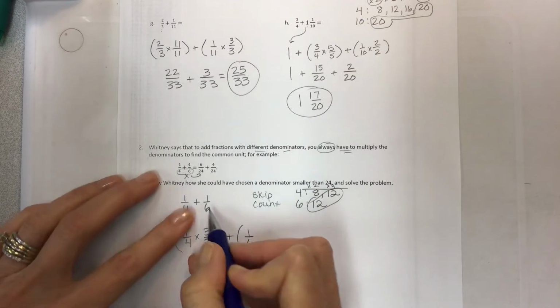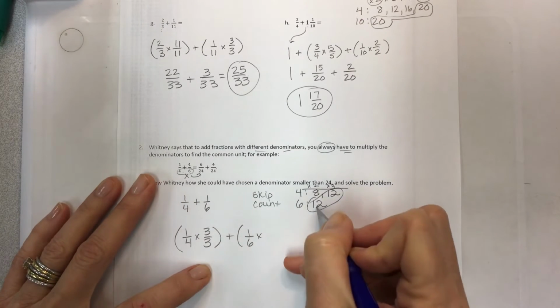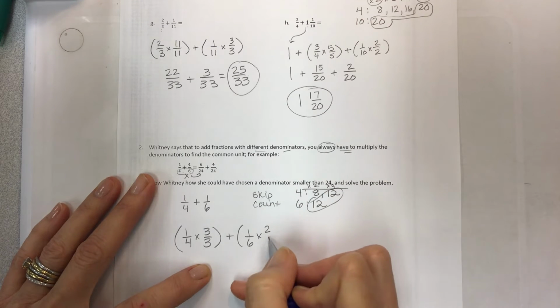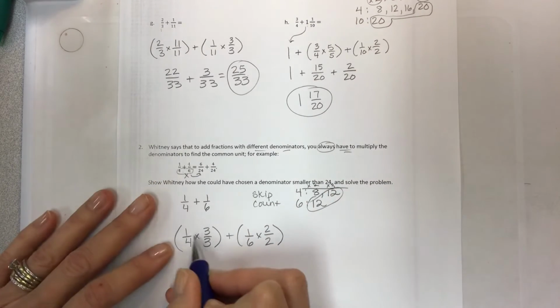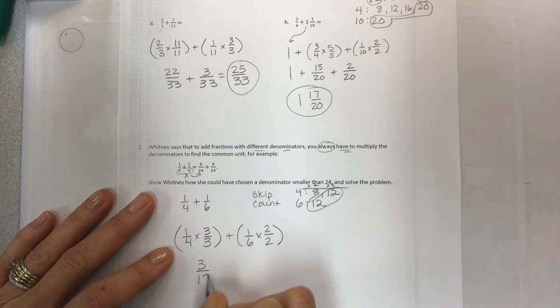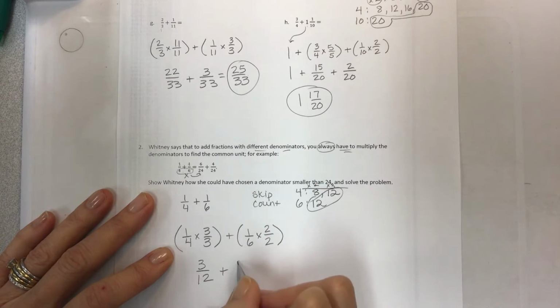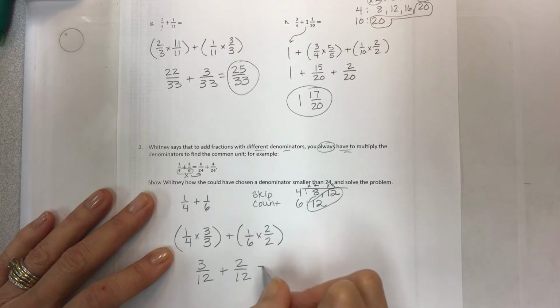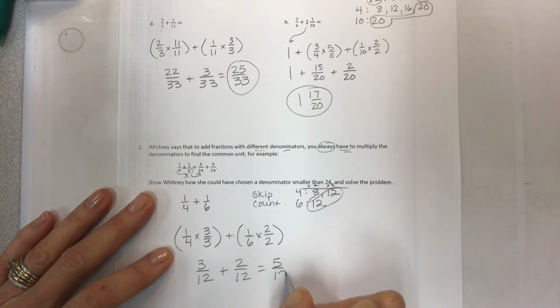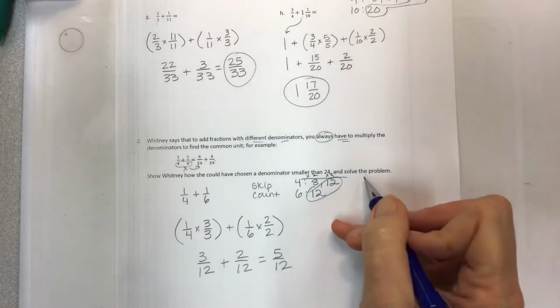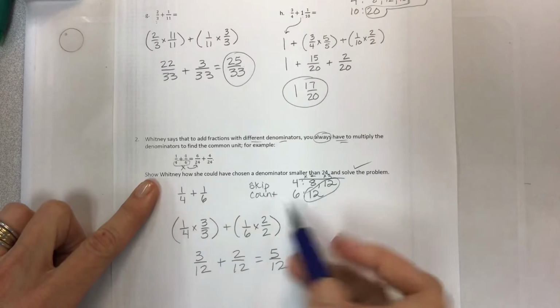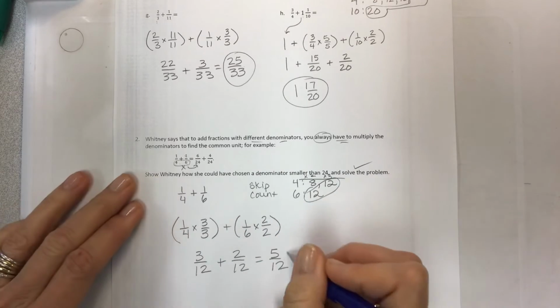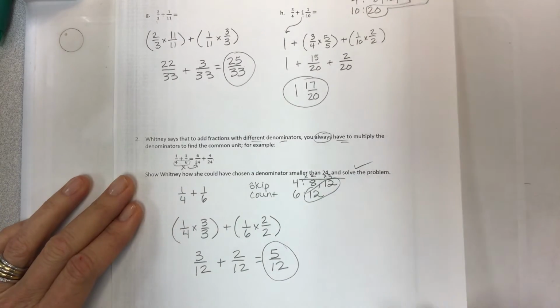And then to that, I'm going to add my 1/6. Then I'm going to multiply by the scale factor, 2 halves. So multiply and get 3/12 plus 2/12, and you end up with 5/12. So we solved it, and we showed Whitney this strategy of skip counting. Hooray. So good luck, Whitney.